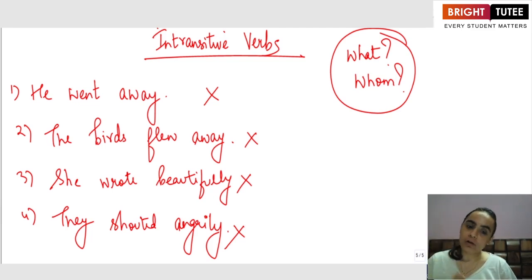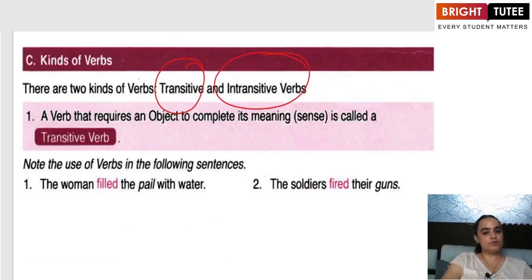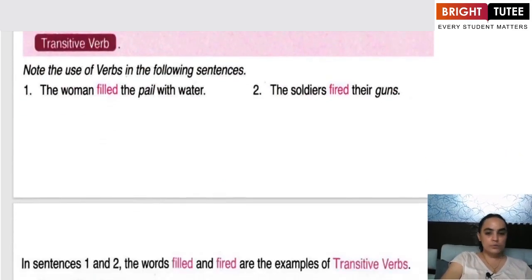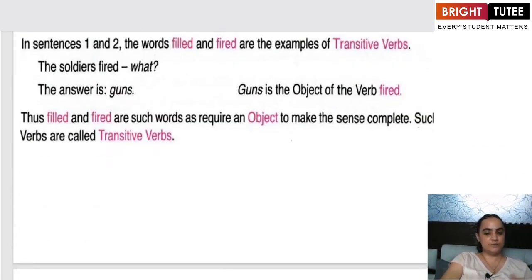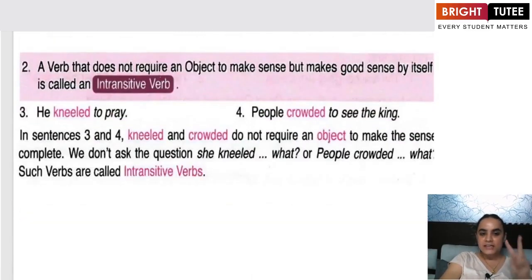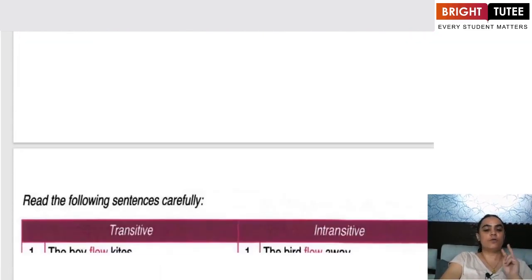So, though all these four sentences are logically correct, they do fit into the category of being a sentence, but they do not have an object in the sentence to complete or to make it sensible. So, those verbs that need an object are transitive, and those verbs which do not need an object are intransitive in nature. So these are the two types of verbs.